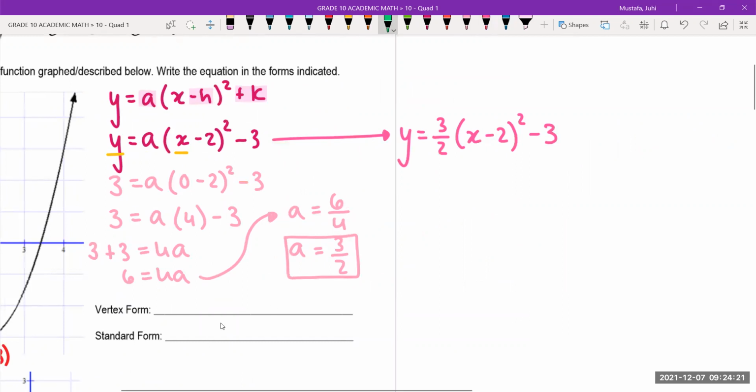Okay, so I have a little blank over here for you guys. So you guys can just go ahead and copy that exact same answer here. The answer is y is equal to 3 over 2 x minus 2 squared minus 3.